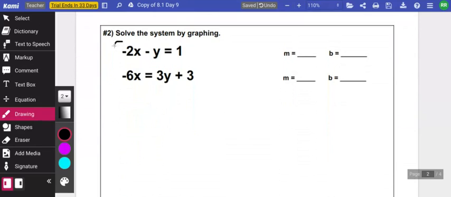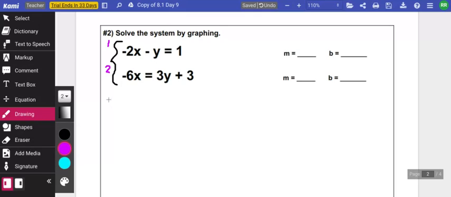Okay, I have this system, and in this system I have equation 1 and equation 2. So label the top one equation 1, label the bottom one equation 2. As you can see, they are both not in slope-intercept form. I don't have y equals something, right? And so I need to put them both in slope-intercept form.